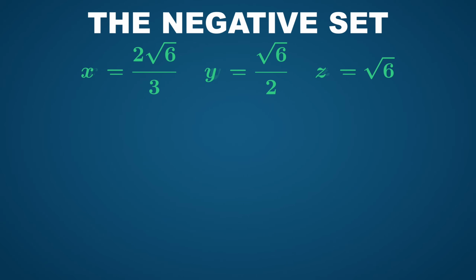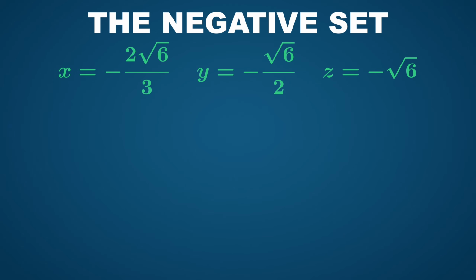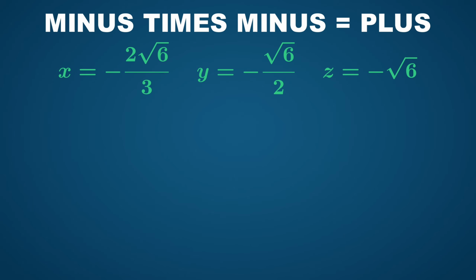We can also very quickly verify the negative set of values we calculated. When we multiply two negative numbers, the final result is always positive. Negative x times negative y will give the exact same positive product. Negative 2 root 6 over 3 times negative root 6 over 2 is 2.